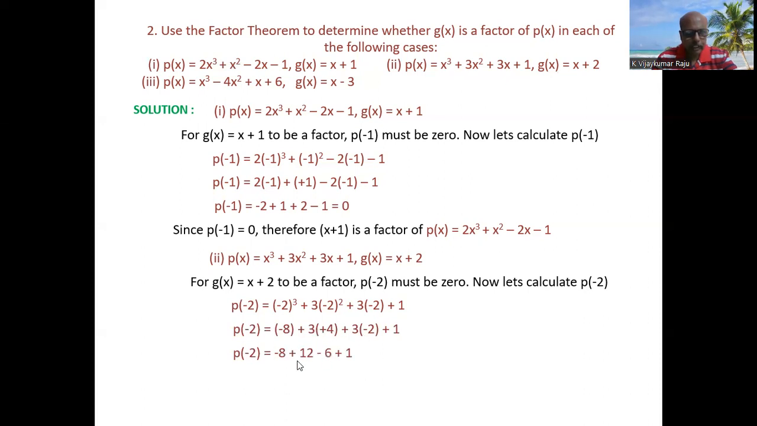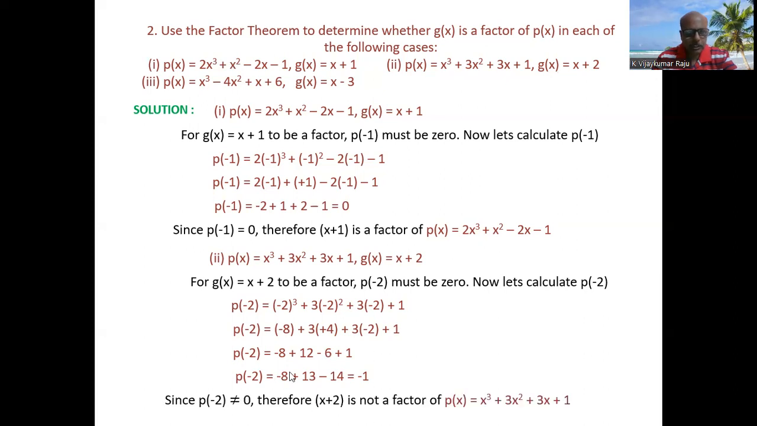It will be minus 8 plus 12 minus 6 plus 1. So 12 plus 1 is 13, and minus 8 minus 6 is minus 14. It is minus 1 is the answer. So p of minus 2 is not equal to 0. Therefore, x plus 2 is not a factor.